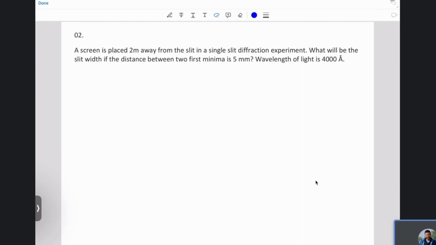Wait, what are you saying? Two. Slit width is not beta. Beta is, yeah, fringe width is, yeah, beta.